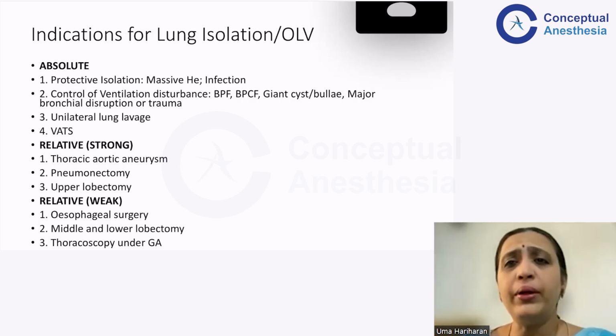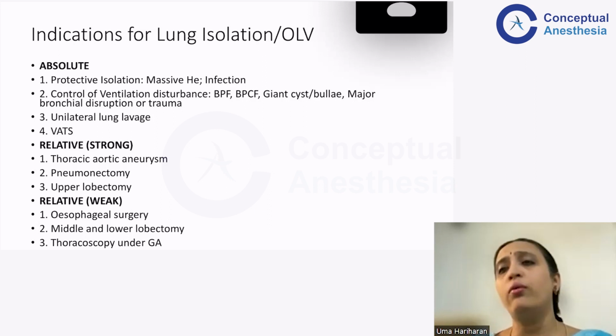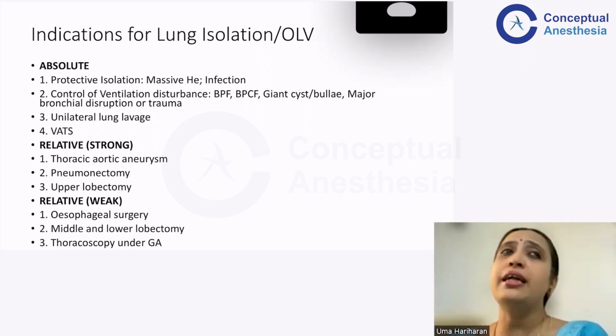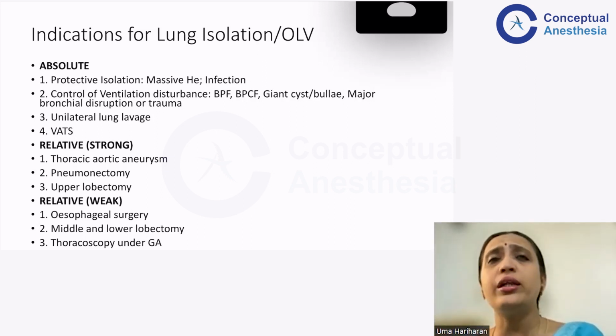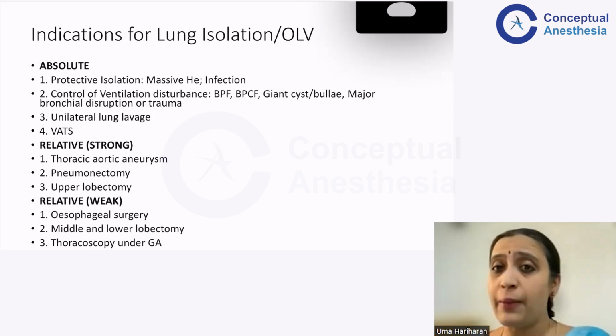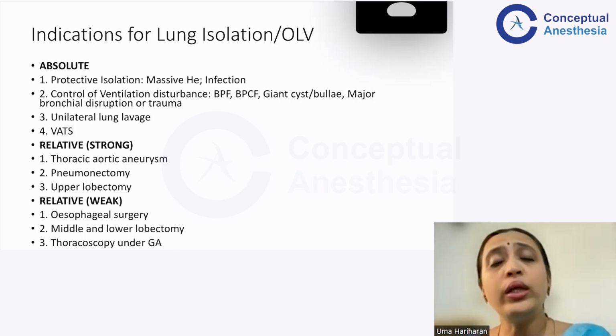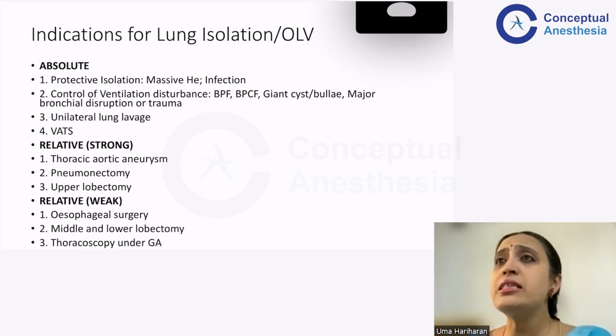So, you must remember that in certain situations, you need to give one lung ventilation. One lung ventilation is a dangerous procedure which risks hypoxia and hypoxemia, and hence you should be very selective in your approach towards conditions which require one lung ventilation. So the absolute indications are protective isolation in case of massive hemorrhage or infection, like lung abscess. Control of ventilation disturbance, bronchopleural fistula, giant cyst or bullae, bronchial disruption, and major trauma. Unilateral lung lavage. For example, in the case of cystic fibrosis, sometimes you need to do a unilateral lung lavage to remove the inspissated secretions.